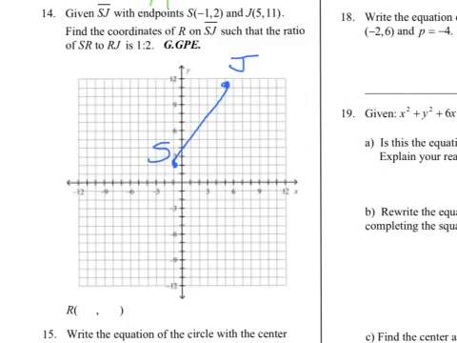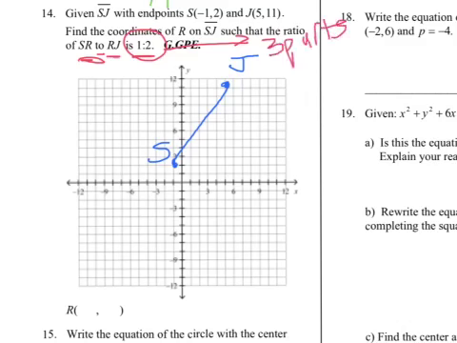So in question 14, they tell us given segment SJ with the endpoints -1, 2, which I plotted the S, and 5, 11 is J. They want us to find the coordinates of a point R so that the ratio from S to R and then R to J is in a 1:2 ratio, which basically means one segment and two segments. So the important part is whenever you have a ratio like that, you need to know the total number of parts. And in our case, there are going to be 3 parts.